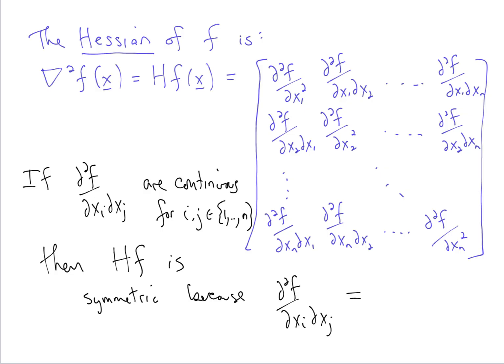The second order partial of f with respect to xi with respect to xj is the same as the second order partial of f with respect to xj with respect to xi. So for instance, the 1-2 entry and the 2-1 entry are the same. That results in this Hessian being symmetric in the case where these second order partials are all continuous.